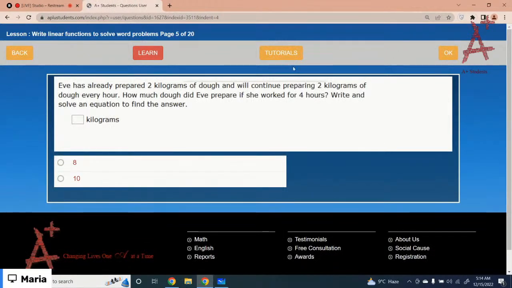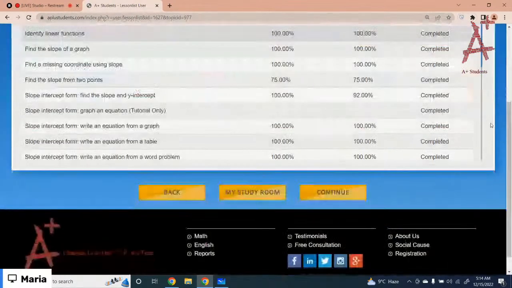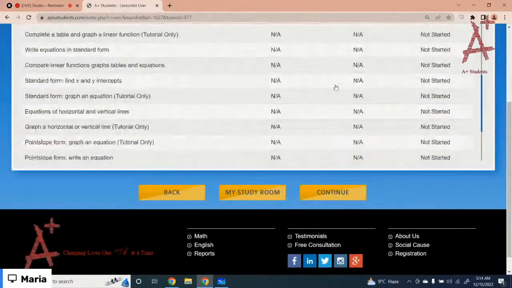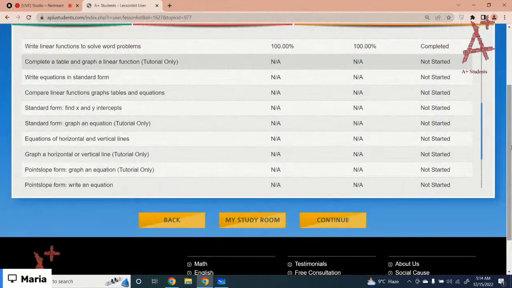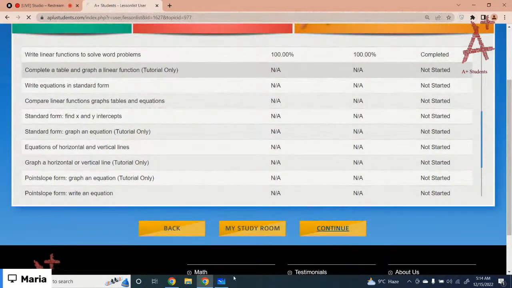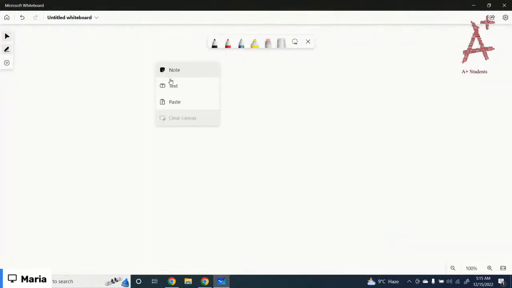Okay, you can complete the test by yourself later today. Let me just move on to the next lesson. The next lesson is complete a table and graph a linear function. It has just the tutorial. We don't have the practice questions. Just look at the questions already solved on the tutorial.